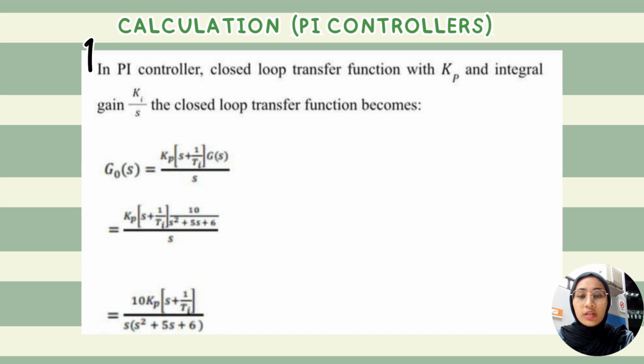Right, so we move to calculation for PI controllers. So in PI controller, with Kp and integral gain Ki over s, the closed loop transfer function becomes G0(s) equals Kp (s plus 1 over Ti) G(s) over s. And we solve the equation and finally we will get 10 Kp (s plus 1 over Ti) over s (s squared plus 5s plus 6).